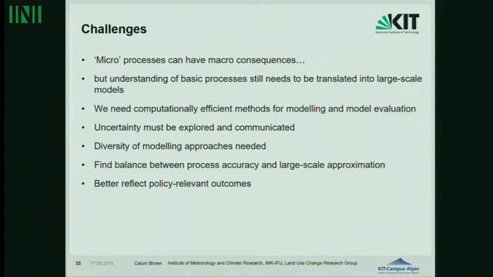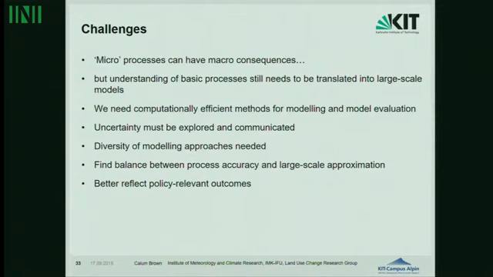So just to finish off, there are plenty of challenges still, of course, for this work, but I think it is important that microprocesses are accounted for in some way. They can and do have macro consequences, as do our decisions, our planning of UK landscapes. But there's a lot of understanding in social and ecological sciences that we still need to incorporate into our especially large-scale models. And we need computationally efficient methods of doing this, not only so that we can successfully simulate these systems, but also so that we can explore uncertainty and then hopefully communicate it in a helpful way to decision makers.